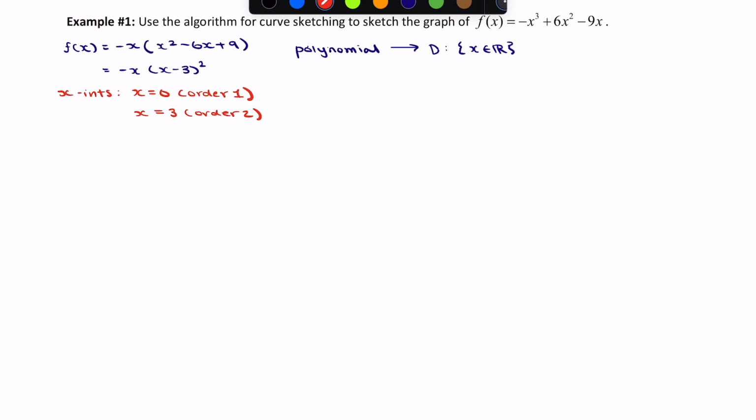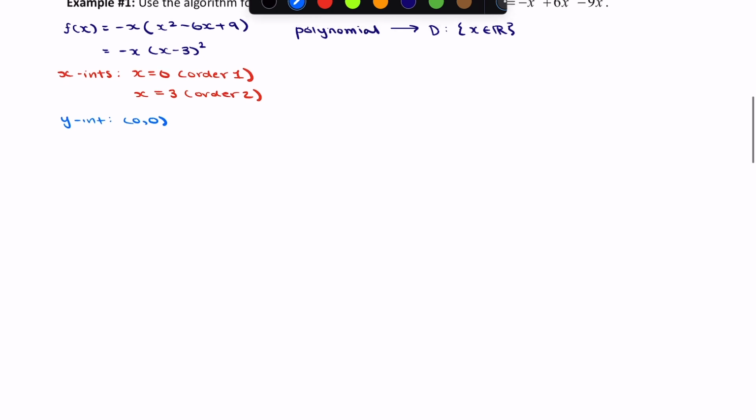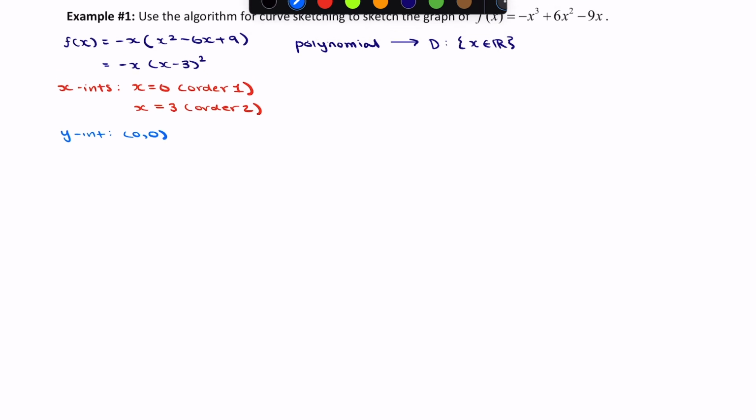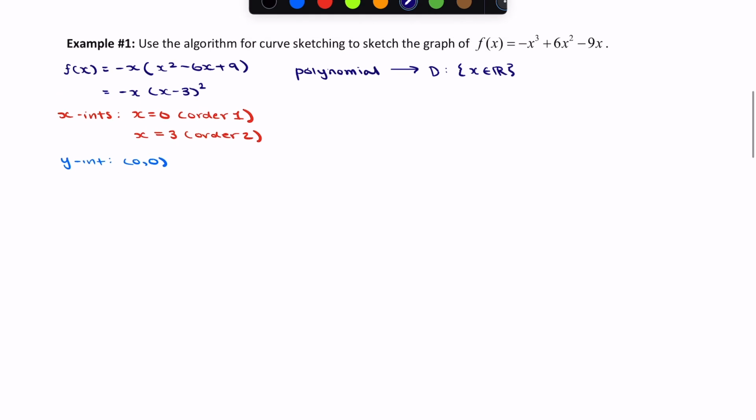And here, our y-intercept in this situation will be at 0 and 0. And so here we can see in terms of our function, f of x is equal to negative x cubed plus 6x squared minus 9x. See here that there's a negative leading coefficient, and it is degree 3.